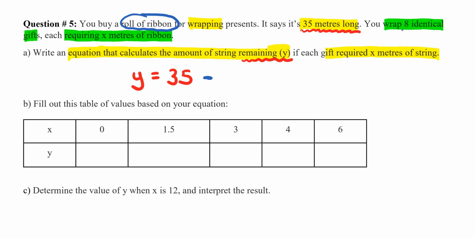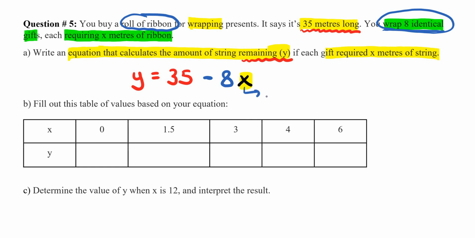Okay, so we're wrapping eight gifts here, and each of those 8 gifts is going to use a certain amount of string, right? So if we have 8 gifts, and if this X value is 1 meter, that would mean that we will have used a total of 8 meters of string, so 35 minus the 8 will give you the amount of string remaining.